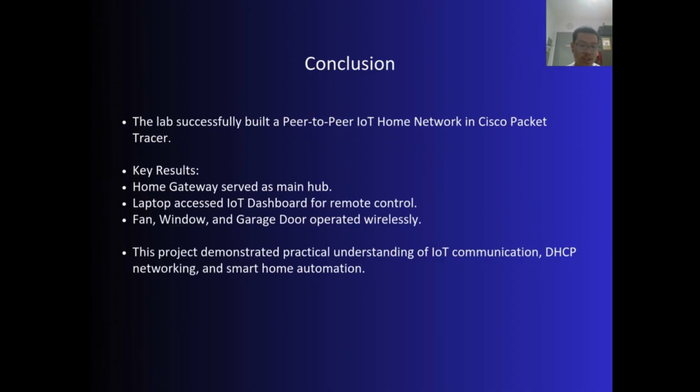So this is the conclusion. The lab successfully built a peer-to-peer IoT home network in Cisco Packet Tracer. The home gateway acts as the main control hub, while the laptop serves as the user interface. For the smart devices, the front window and garage door work properly through the IoT dashboard. This project demonstrates a practical understanding of IoT communication, DHCP networking, and smart home automation.